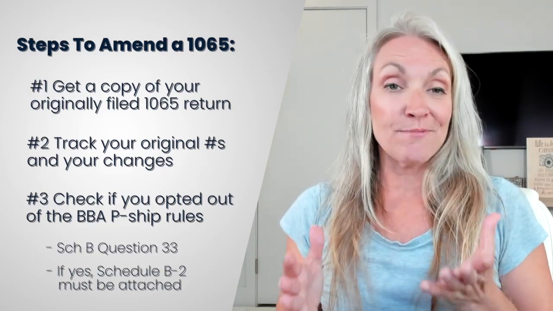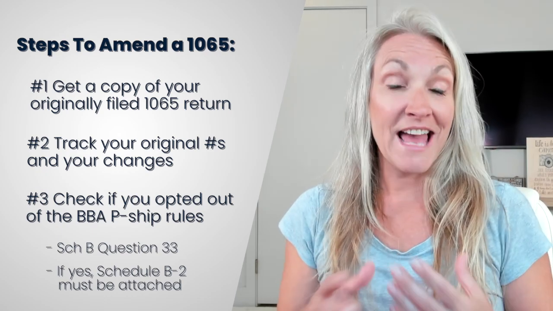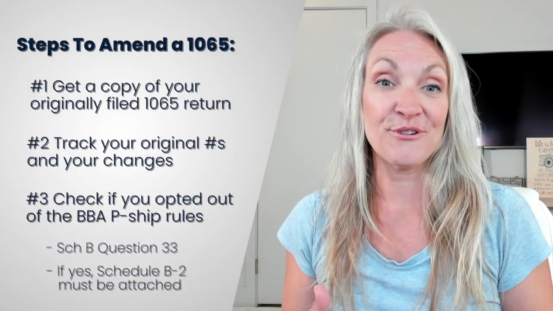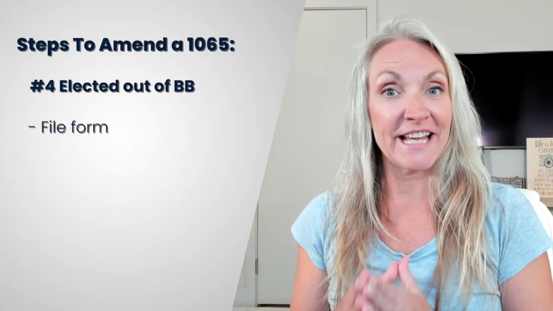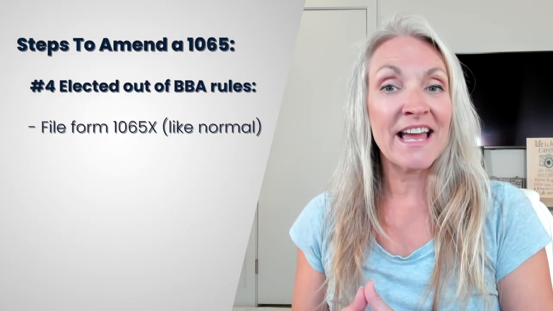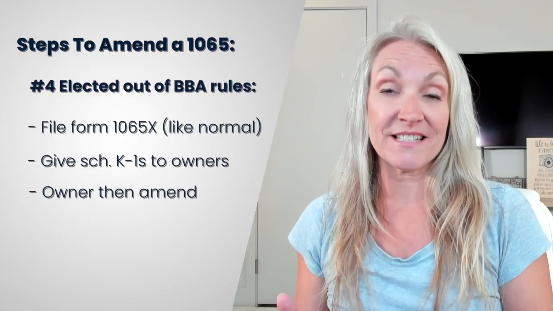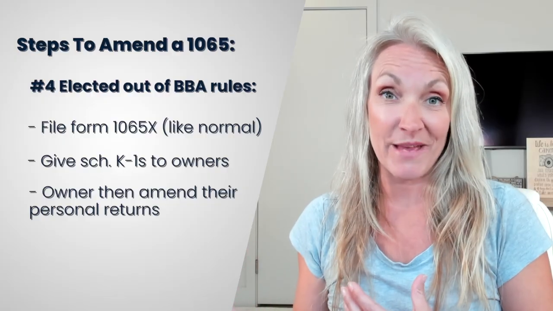Okay, if you opted out of the BBA rules, so you said yes under question 33, yes, you're electing out, and yes, you completed Schedule B-2, then you can simply file Form 1065X and give the new K-1s to the partners for the relevant tax years once you submit and the 1065X has been accepted.